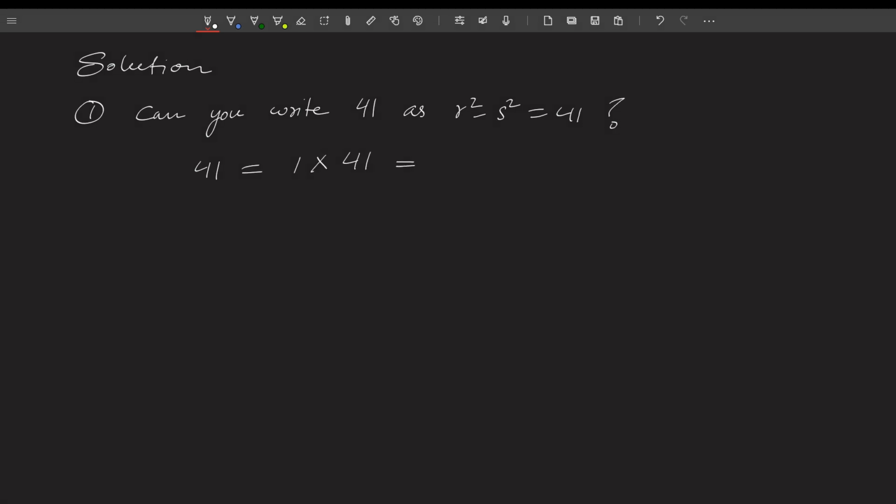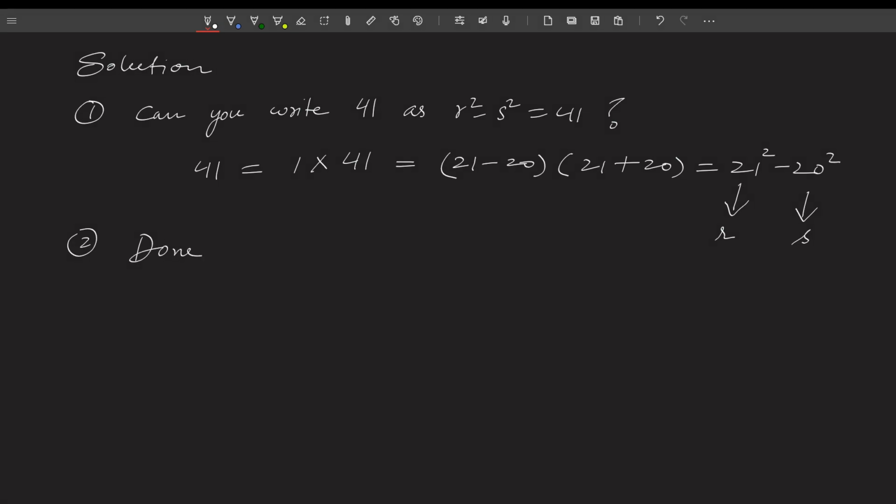So 41 can be written as 1 into 41, which can be written as 21 minus 20 times 21 plus 20, and this is equal to 21 square minus 20 square. So we have written 41 as the difference of two squares. So our r is equal to 21 and our s is equal to 20. So using this r and s, we will find all the sides of the right triangle.